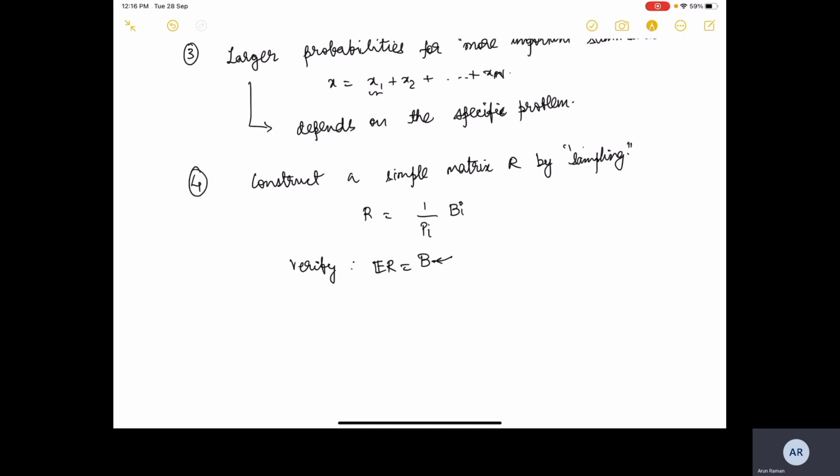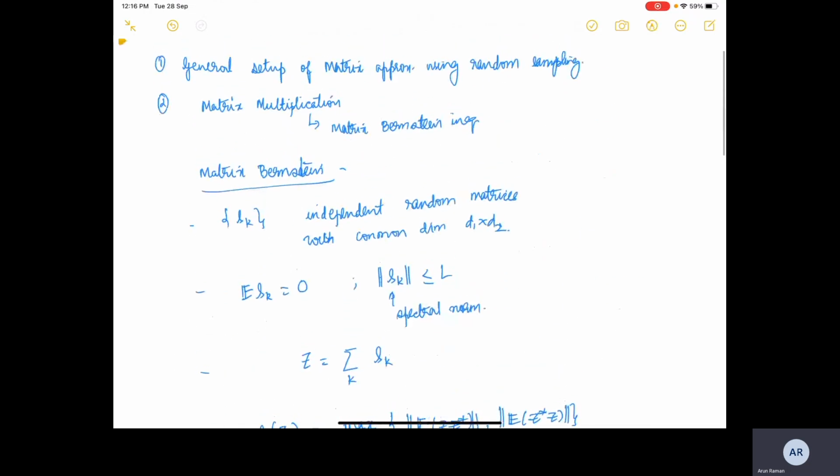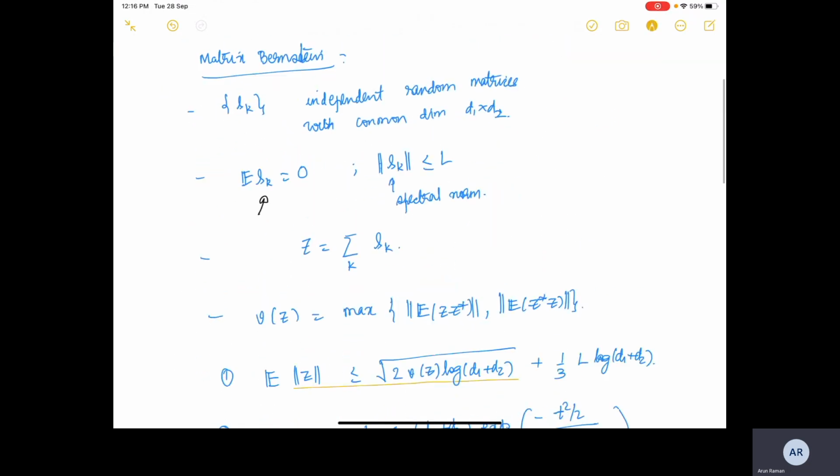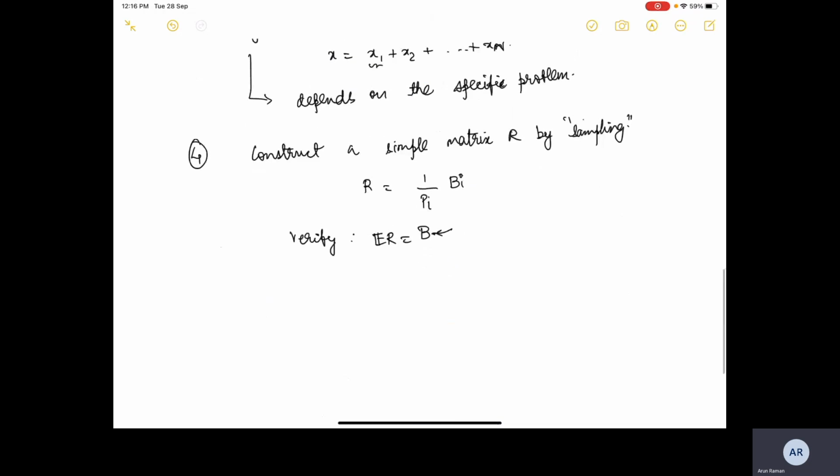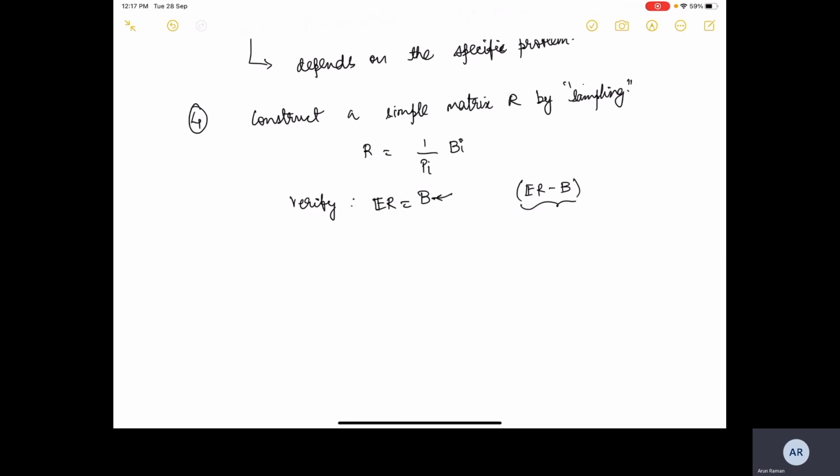This is important because when we looked at the Bernstein inequality, we had this assumption. When we have to evaluate the error, we can analyze a matrix of this kind. If we have a matrix that is B minus expected value of R, or expected value of R minus B, then this will be zero mean. We need this because we need to apply the matrix Bernstein inequality later. So we designed the matrix R in such a way that this condition is satisfied.